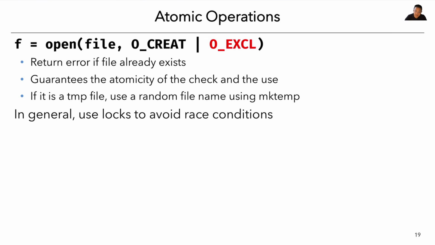In the atomic operation, if you try to access the file, use O_EXCL. It will create a file, and O_EXCL means that it will return an error if the file already exists. It will guarantee the atomicity of the check and use. If it's a temp file, we need to use a random name, like mktemp. In general, we can use locks to avoid the race conditions. So let's go back to the vulnerable program.